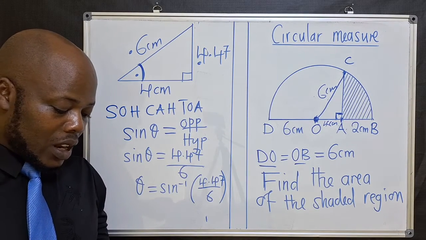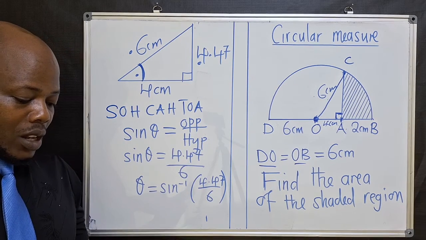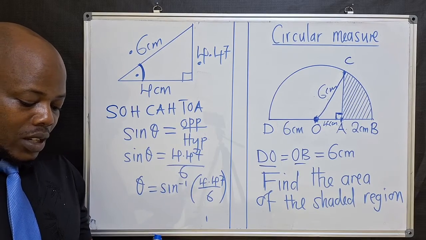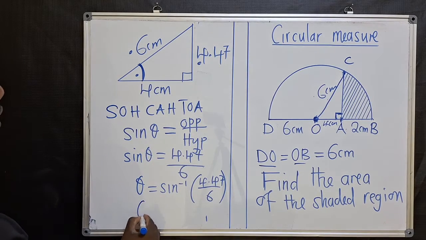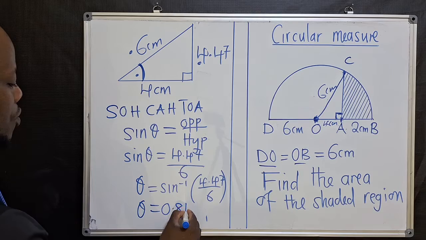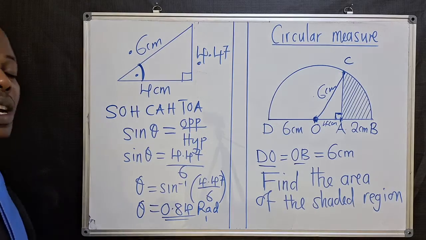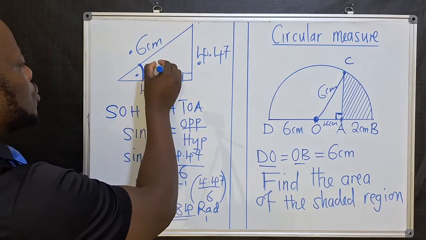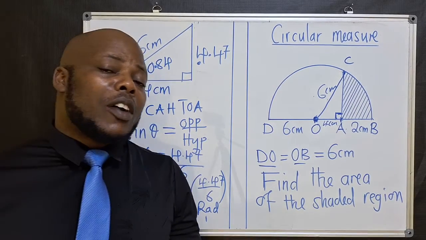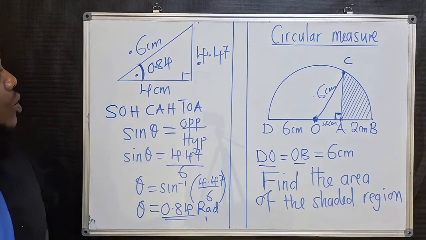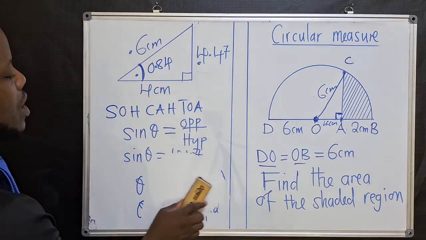So it will be sine inverse of 4.47 over 6. My answer will be 0.84. So the angle here, theta, is equal to 0.84. This is in radians, so I'll write rad to show that it's in radians. So I've found my angle to be 0.84. Remember, people, I'm reminding you that these are radians, not degrees. Once we get that, we now find the area.